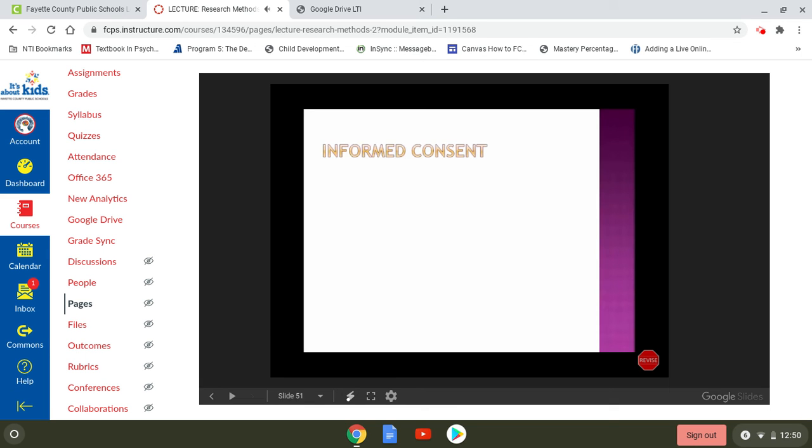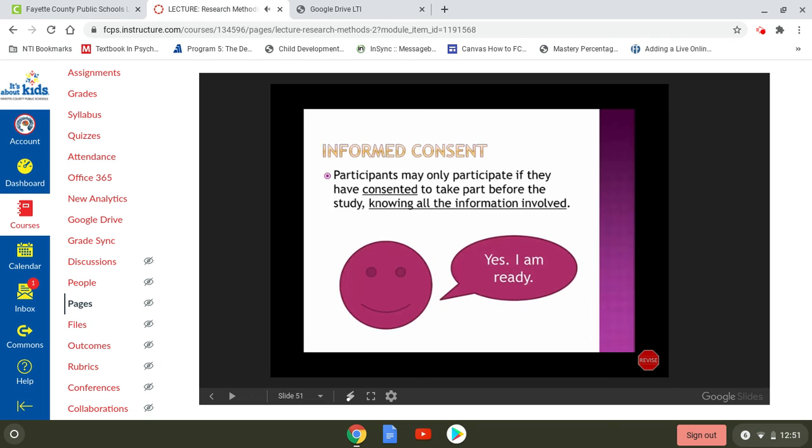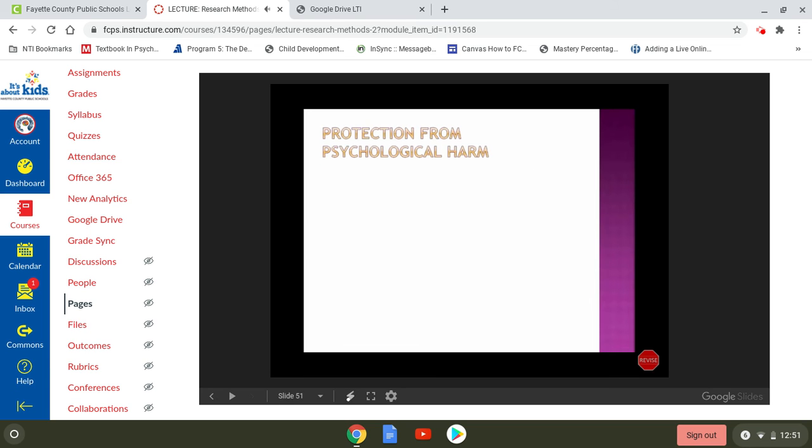Which brings us on to informed consent. Participants may only participate in an actual experiment if they've consented to take part in the study and they know all the information involved. So this pretty much means you cannot participate in a study if you haven't given full consent, knowing what's going to actually be happening. If you don't, then you are breaching the guidelines.